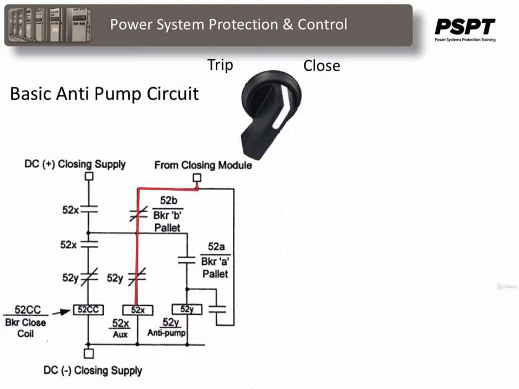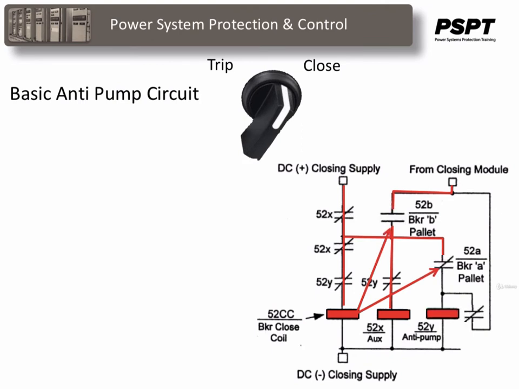If the breaker is given a close signal, say from the operator close control, and held on, 52X picks up through the 52B switch and closes its contacts, bringing positive to the breaker close coil. This will close the breaker, opening the 52B and closing the 52A switches, energizing the 52Y anti-pump relay.